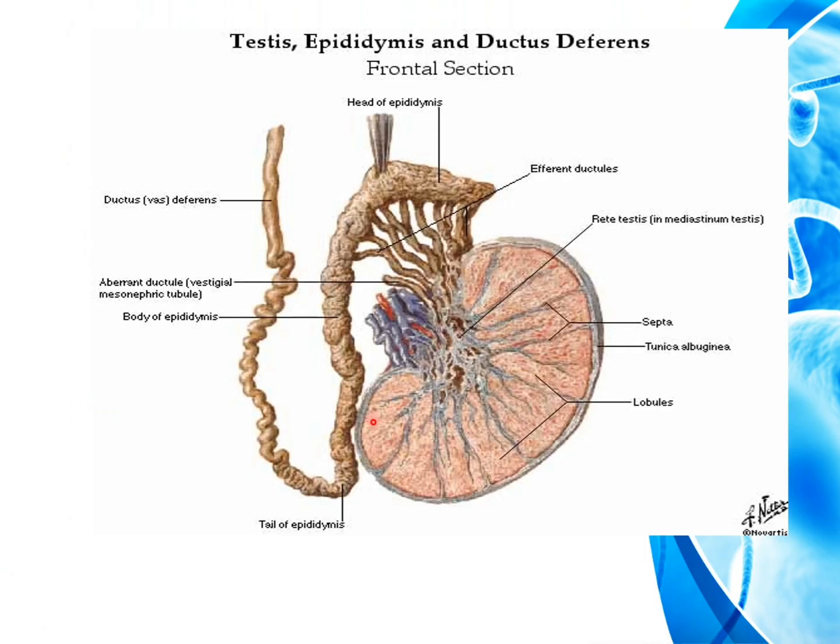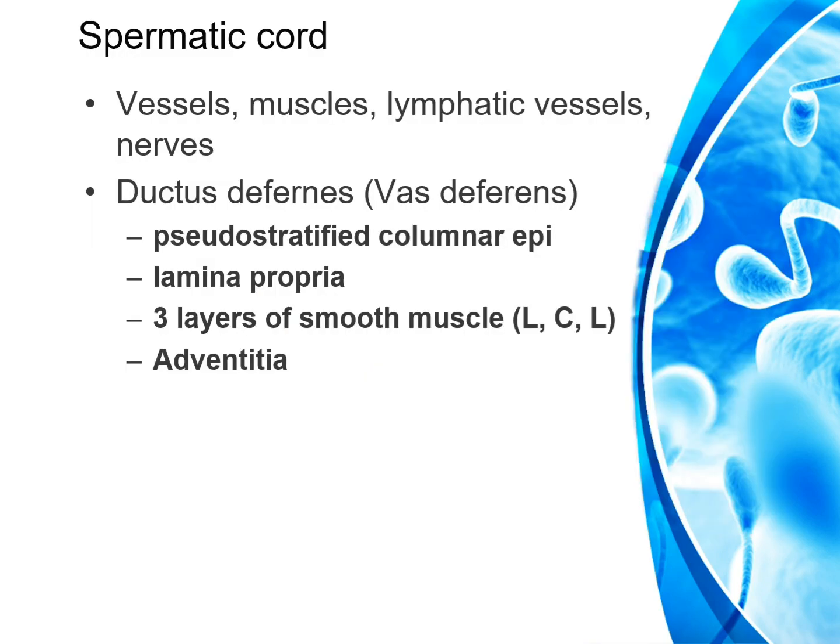This is another diagram, the epididymis head, body and tail, now continuing as the ductus deferens. So now we will study the ductus deferens. The ductus deferens passes through the inguinal canal and inguinal ring and enters into the spermatic cord. In the spermatic cord, the ductus deferens is present along with the vessels, the muscles, nerves and the lymphatic vessels, etc.